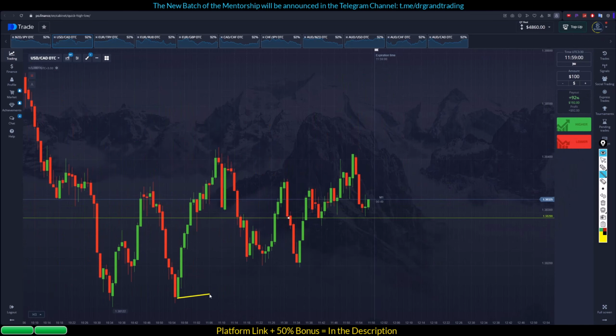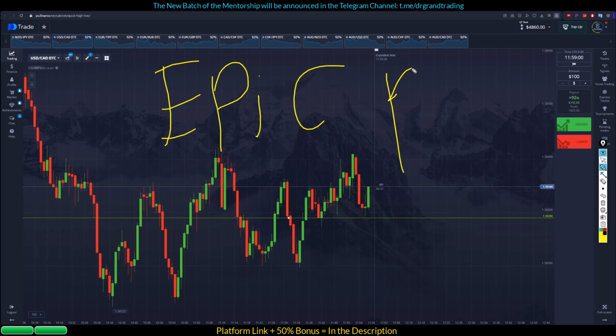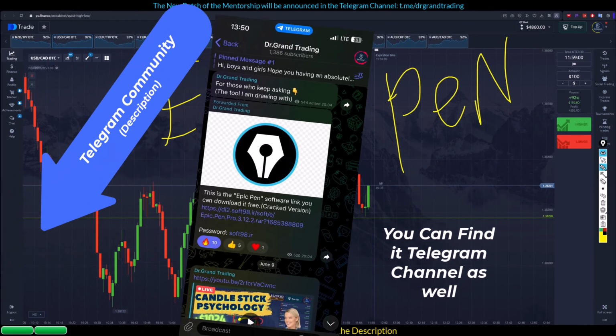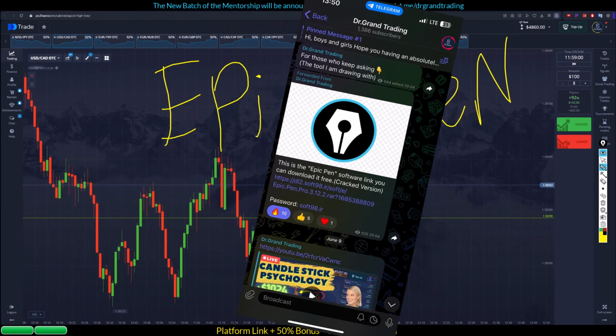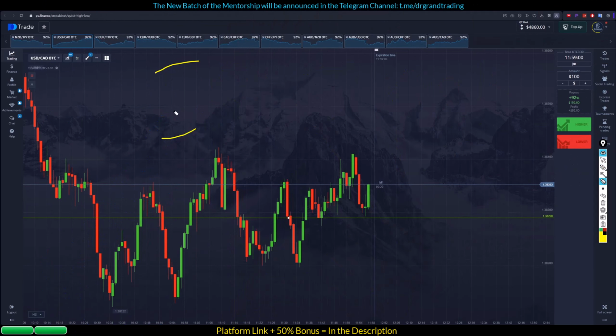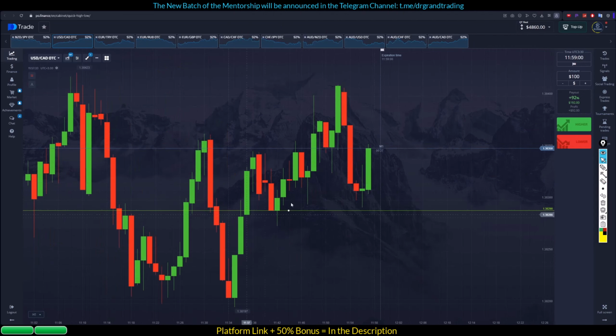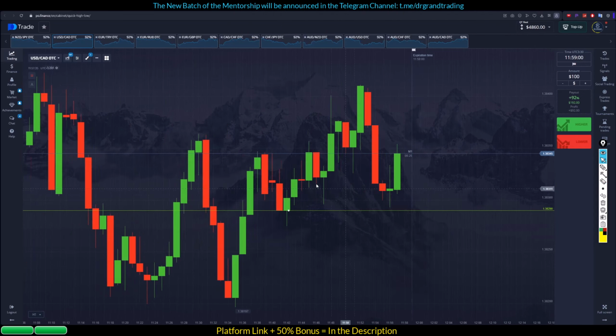And then if we draw the trend line, when you try to take your trade, please draw everything. Download this software called Epic Pen. You can easily download it. It also has a pro version, but you don't need that. You only need the basic version, which is free, and you download it and you can use that.